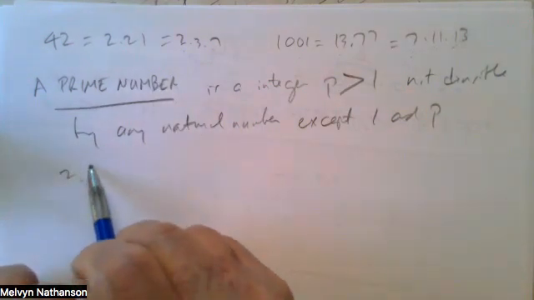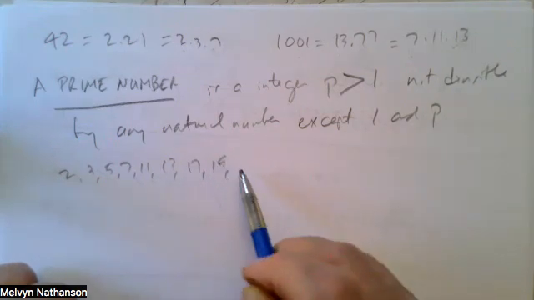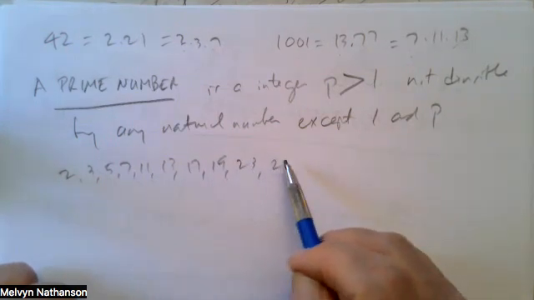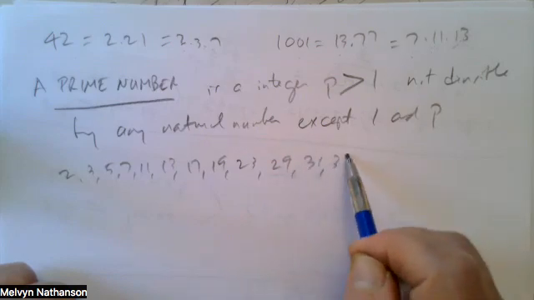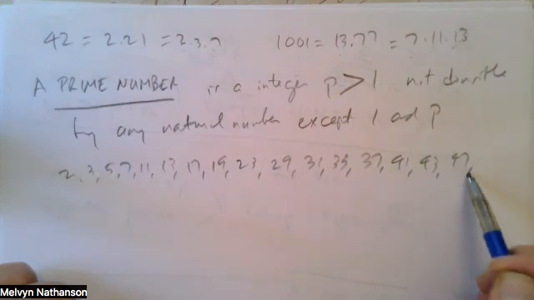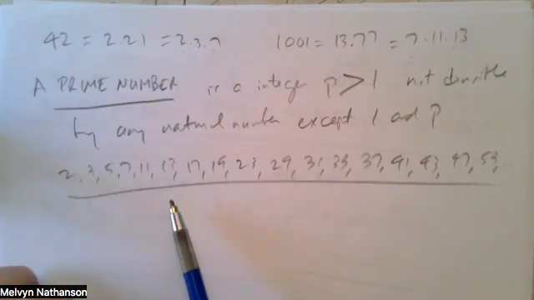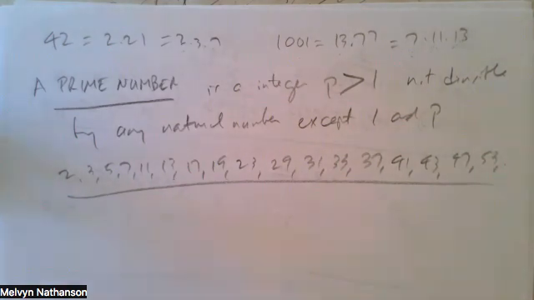So 2, 3, also 5, 7, 11, 13, 17, 19, 23, 29, 31, 37. These are all prime numbers. Is 25? Sorry, which number? 25 is 5 times 5. Yeah, sorry. Okay.